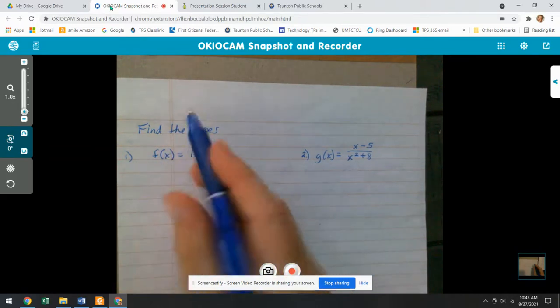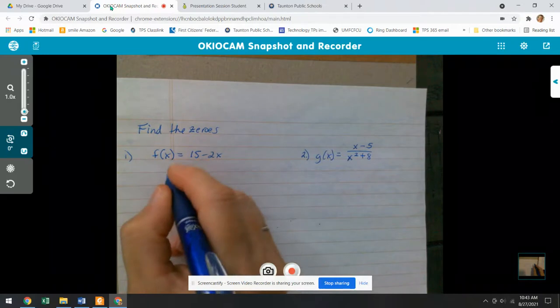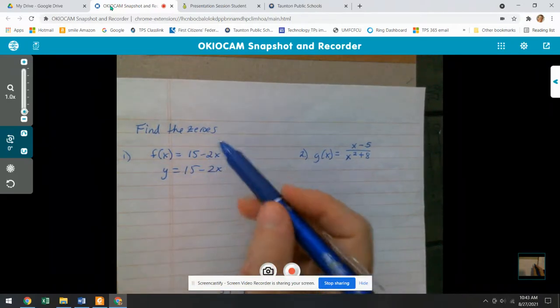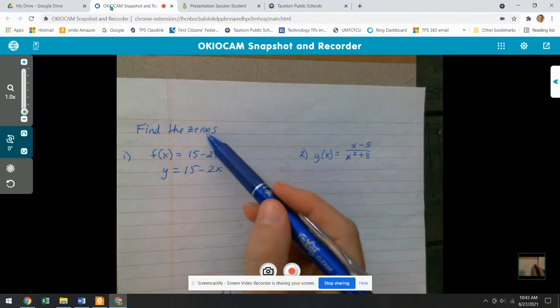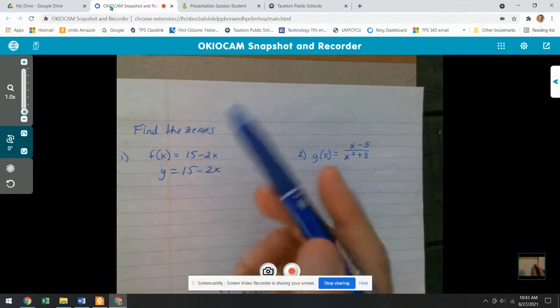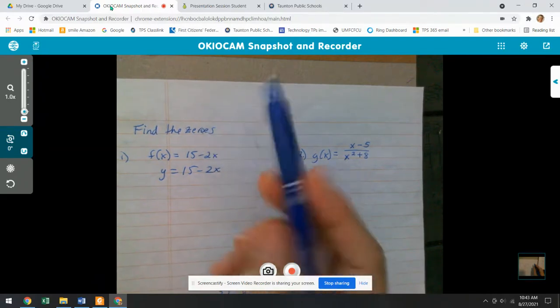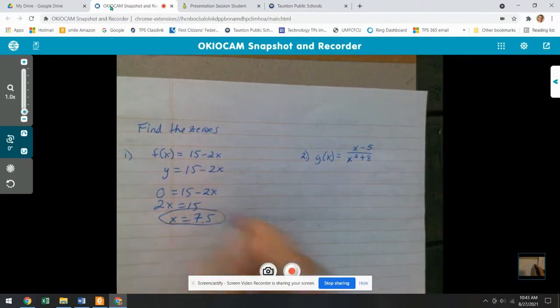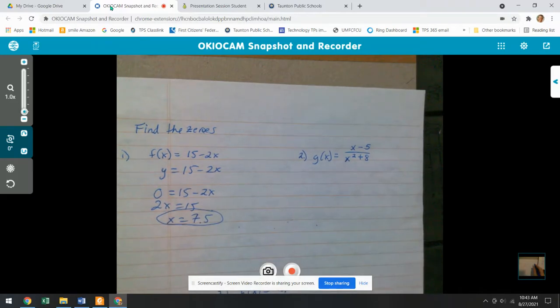So how do we find the 0? This is technically our y, right? I could write it like this. I could drop that function notation. And zeros actually means, what are the x values when y is 0? So we take out y and put in 0, and then we just solve it. So I'm just going to bring the 2x over, and x is going to be 15 over 2, or 7.5. So that's short and sweet.